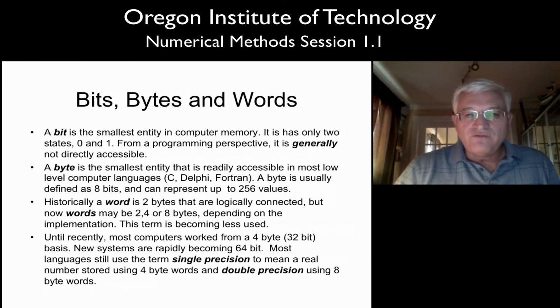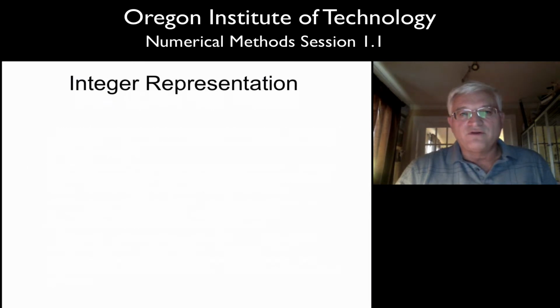There's also a floating point representation that we will use later. We'll either use the term single precision to mean that 4 bytes are used, or double precision to mean 64 bits are used. Most modern computers today will use the 8-byte approach. It's called 64-bit arithmetic. You've probably heard of that before.